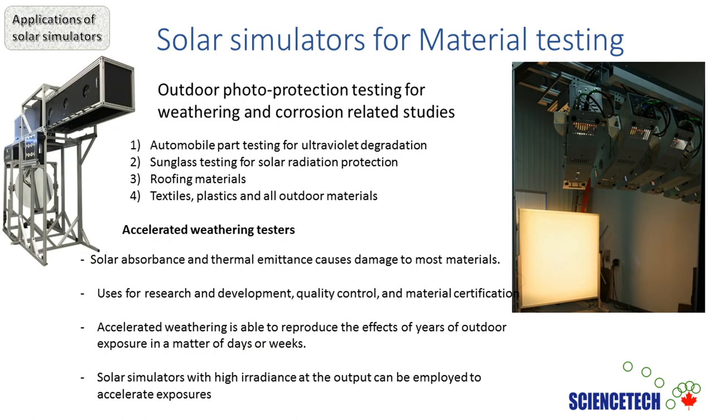Next slide, we would like to discuss solar simulators used for testing materials that get particularly affected by radiation of the sun. Sunlight causes damage to plastics, textiles, paints, and other organic materials. Short wavelengths, such as UV light, have been recognized as responsible for most of this damage. Not to mention heat degradation from infrared radiation is also a major cause of weathering of materials.